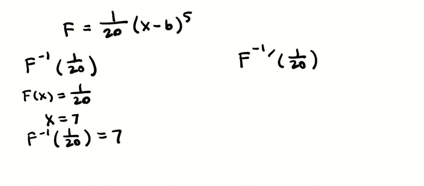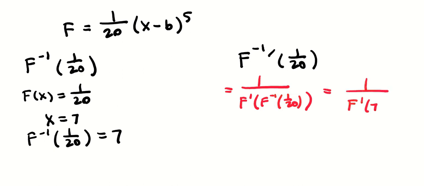Okay, we can work with that. f inverse prime of 1/20th is going to equal, we're going to use our formula, 1 over f prime of f inverse of 1 over 20. And f inverse of 1 over 20 we just found was 7, so 1 over f prime of 7. I'm going to need to take the derivative of f. And so we can do that using the chain rule, right? Really, it's power rule, and then we'll be aware of chain, right?